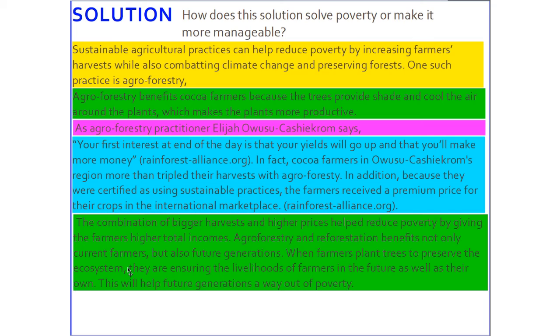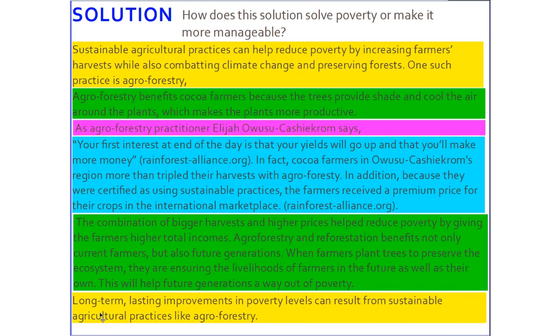Agroforestry and reforestation benefits not only current farmers, but also future generations. There's a sustainability thing. I'm coming back to that idea of sustainability. Helps combat poverty for the future. When farmers plant trees to preserve the ecosystem, they are ensuring the livelihoods of farmers in the future as well as their own. This will help future generations find a way out of poverty. Again, I come back to that idea of how this is going to help them out of poverty for now and for the future. This is my clincher.